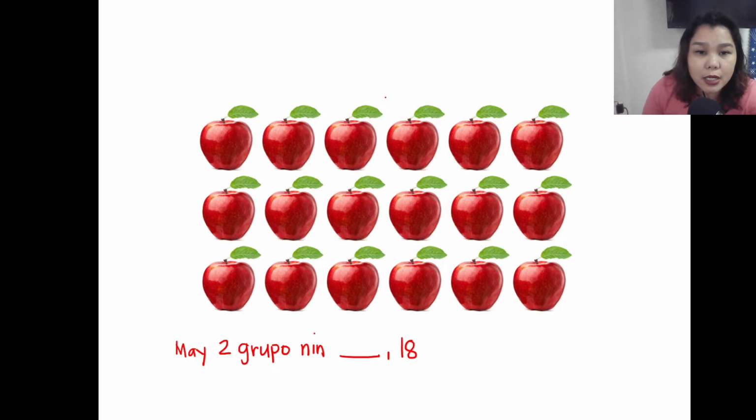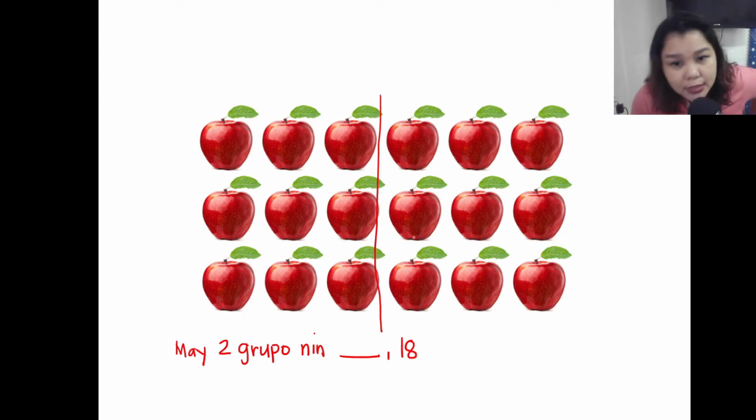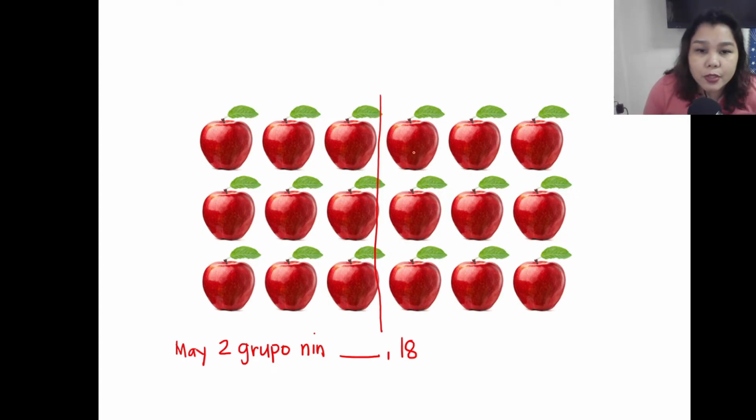So, dito sa gitna. So, if we're going to have this one, so duwang grupo na siya. There we have 2 groups. Pira ang laman kankada saro. Kankada sarong group. So, we have 1, 2, 3, 4, 5, 6, 7, 8, 9. So, we can complete this statement. May duwang grupo ning 9, 18.